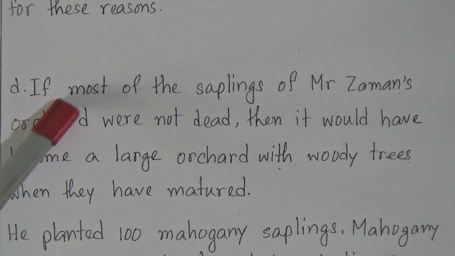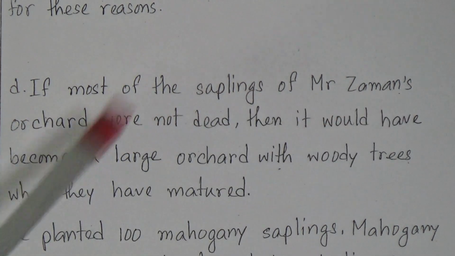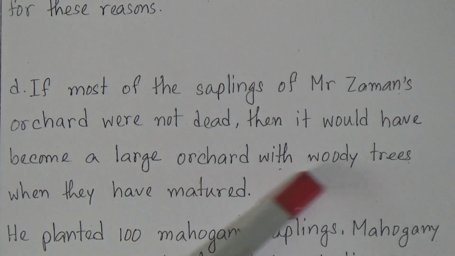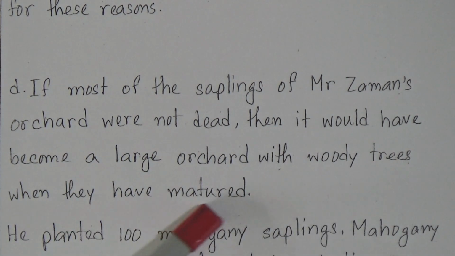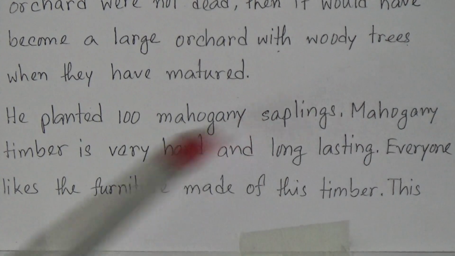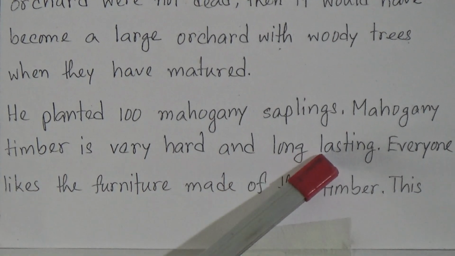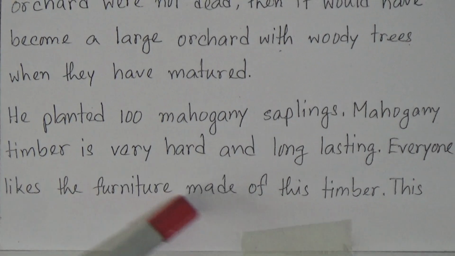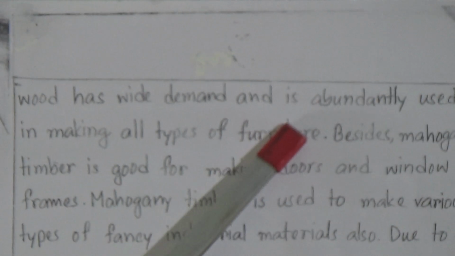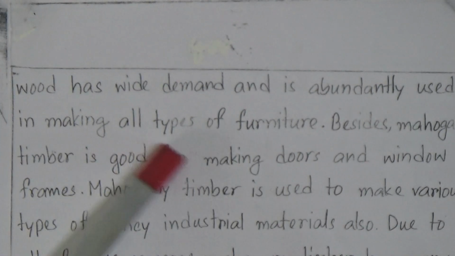The answer is, if most of the saplings of Mr. Zaman's orchard were not dead, then it would have become a large orchard with woody trees when they had matured. He planted 100 mahogany saplings. Mahogany timber is very hard and long lasting. So, everyone likes the furniture made of this timber, and this wood has wide demand and is abundantly used in making all types of furniture.